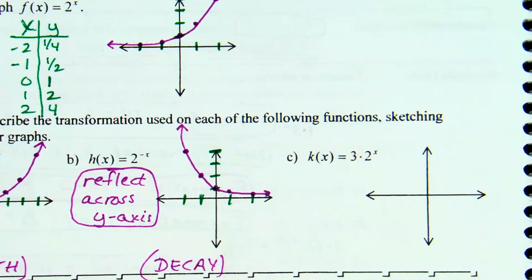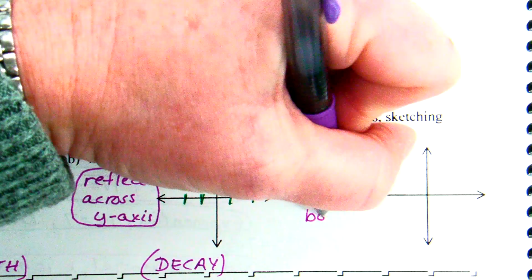So this is an example of exponential decay. And C. k of x equals 3 times 2 to the x. What is my transformation happening there? When you multiply by a number larger than 1, it is a vertical stretch. If we were multiplying by a number between 0 and 1, it would be a shrink or a compression. But this is going to be a vertical stretch by a factor of 3.